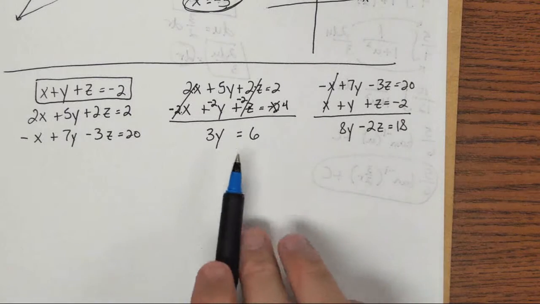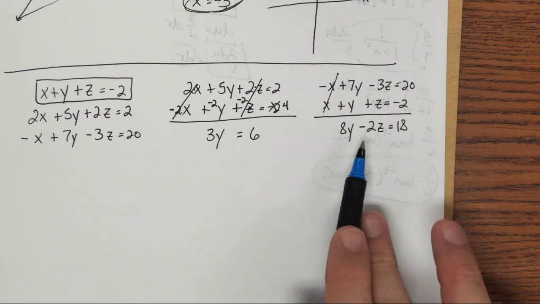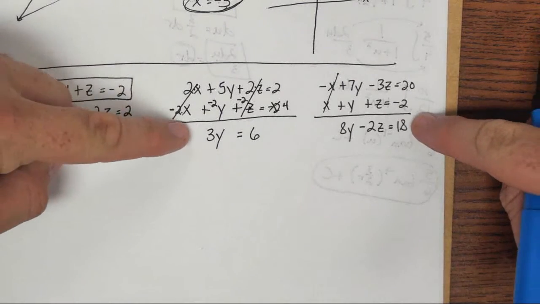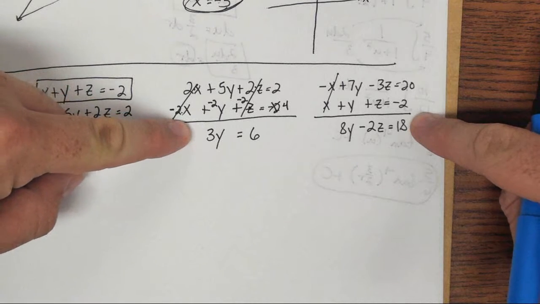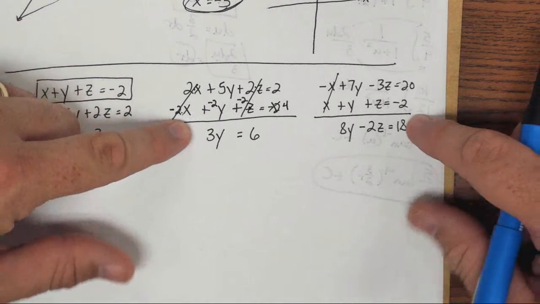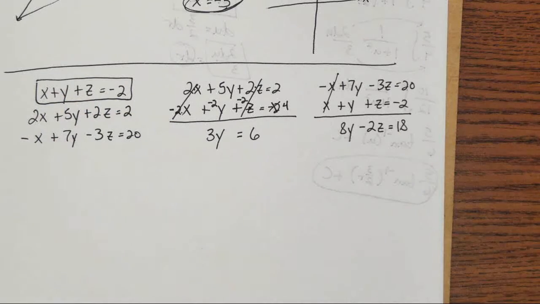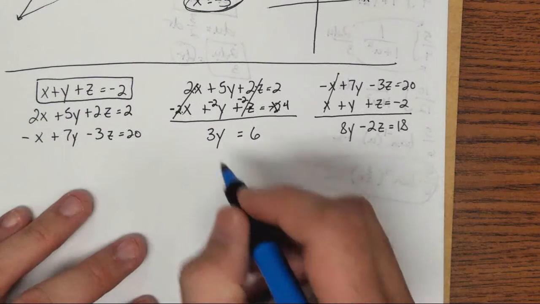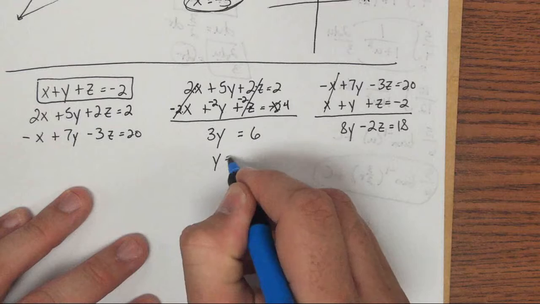Normally at this point you're going to have y and z stuff here and y and z stuff here. You would then take those two equations, come down here and use either substitution or elimination like the old method. But for now, divide by 3, y equals 2.